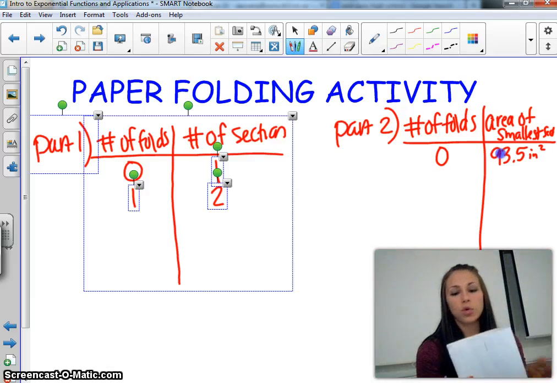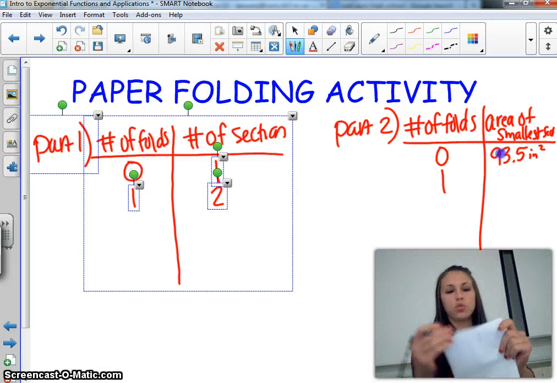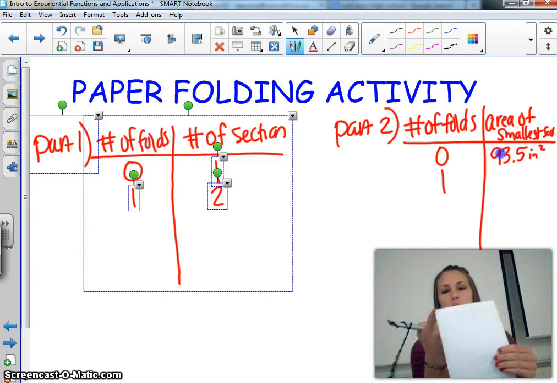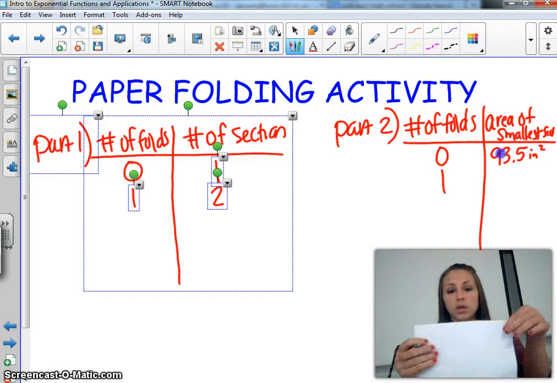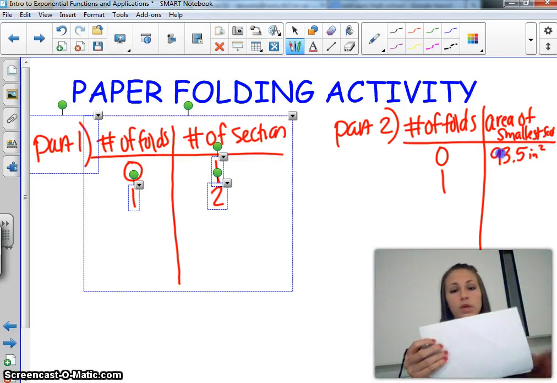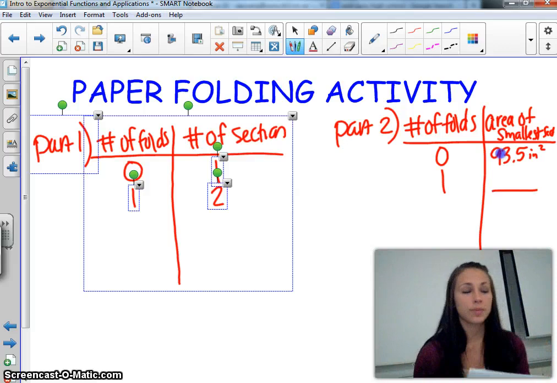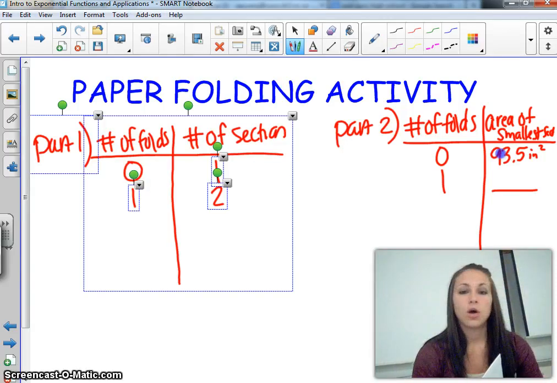Now, once I fold it one time, you would have this one side that's still 8.5, but then this other side, this is the smallest section, but then this other side, that's a different length. So you would need to measure the length and the width, multiply that, and put your area here. And then you'll have questions 3, 4, and 5 to answer on that as well.